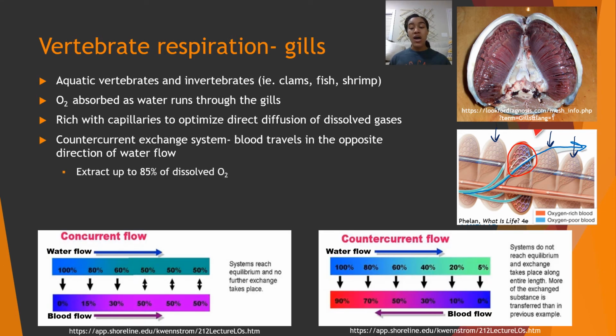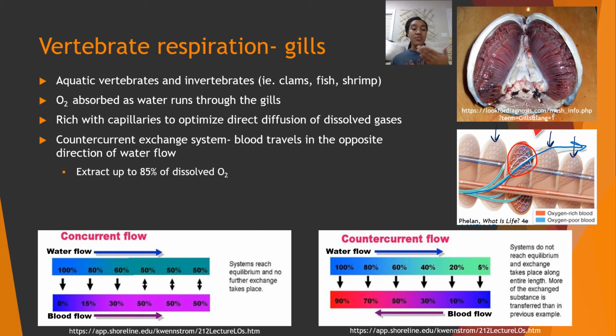And how they're able to optimize as much oxygen as they can from the water is through a process called countercurrent exchange system. And this is where the blood travels in the opposite direction of the water flow. And this allows them to extract up to 85% of the dissolved oxygen that's available in the water. So it's pretty efficient. And so to explain how this process works and why it's so efficient, we're going to take a look at these 2 images.